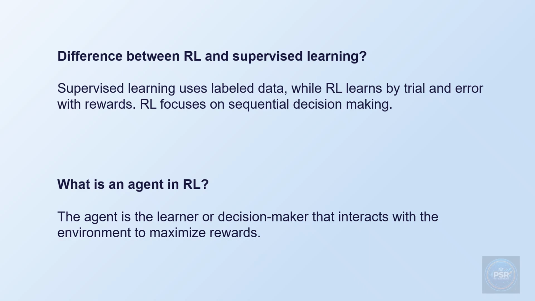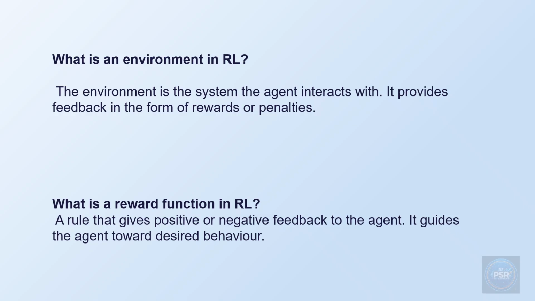What is an agent in RL? The agent is the learner or decision-maker that interacts with the environment to maximize rewards. What is an environment in RL? The environment is the system the agent interacts with. It provides feedback in the form of rewards or penalties. What is a reward function in RL? A rule that gives positive or negative feedback to the agent. It guides the agent toward desired behavior.